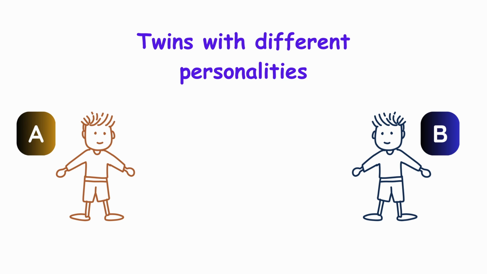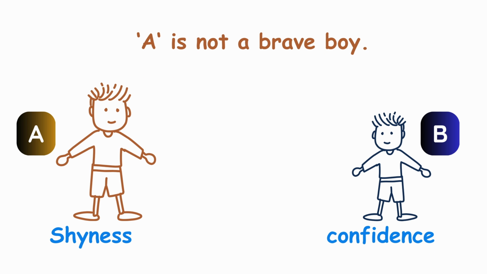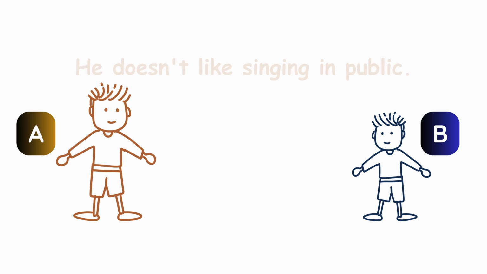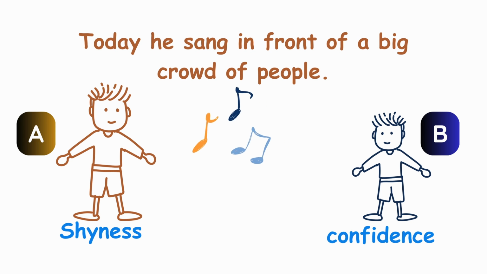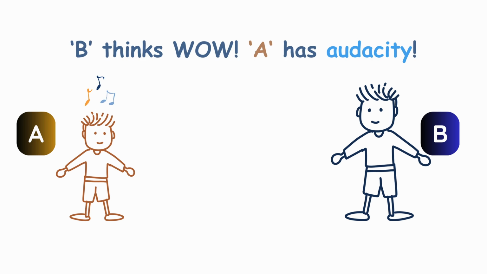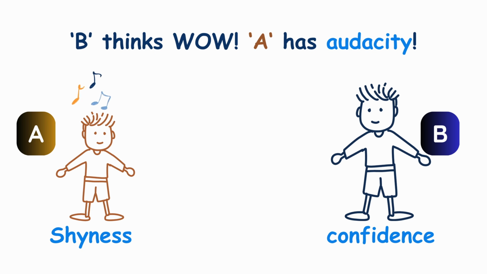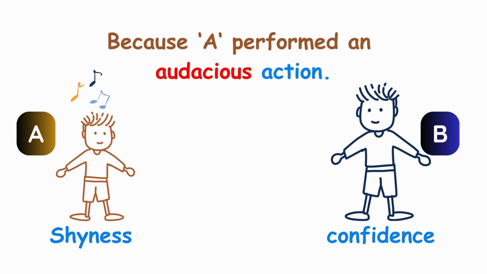Twins with different personalities. A has shyness, B has confidence, and A is not a brave boy. He doesn't like singing in public. Today he sang in front of a big crowd of people. B is shocked. This is not normal behavior for A. B thinks, wow, A has audacity, because A performed an audacious action.